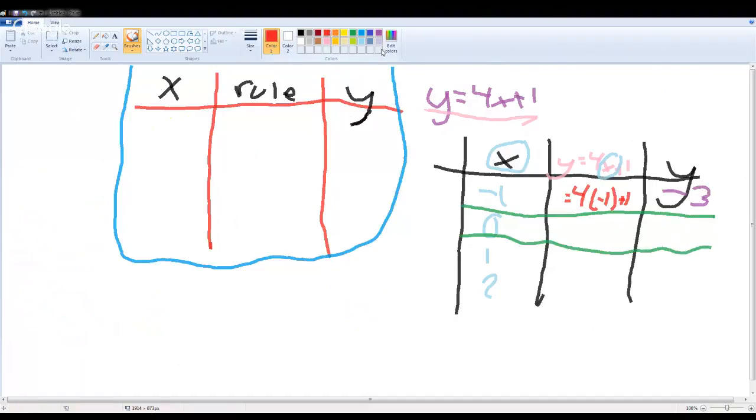So 4 parentheses 0 plus 1. So 4 times 0 is 0, plus 1 equals 1. So your answer is 1. Okay, 1. There's 1.